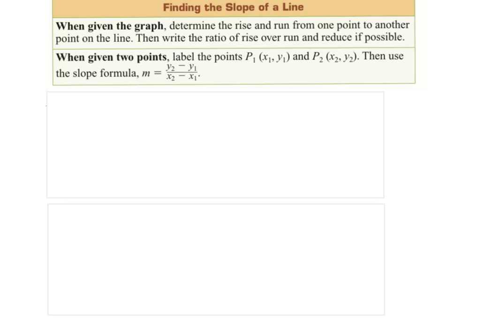When you are given a graph, determine the rise over the run from one point to the other, and then write the ratio. So when you're given a graph, you can literally just say, how did I move? I went from one y value to the next y value. That's my numerator. From one x value to the other x value, that's my denominator. And it's going to be a fraction.